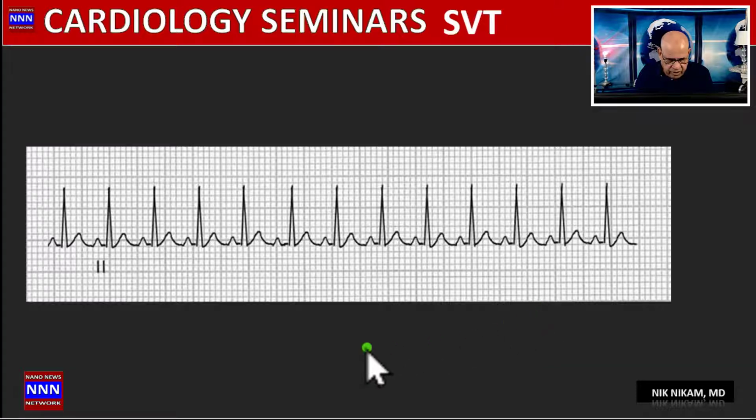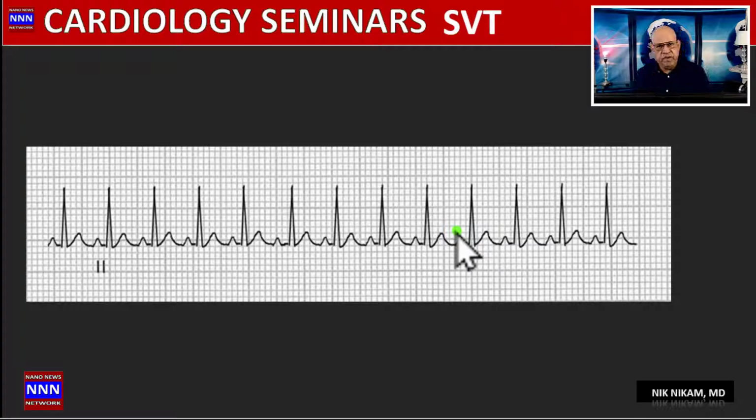And here is another example. We see the P waves, the QRS complex, P QRS complex. The rate is, if these are two big boxes, that's 150. Then it is 160, 175. So here we have a 175 rate, which is approaching that of a paroxysmal atrial tachycardia.